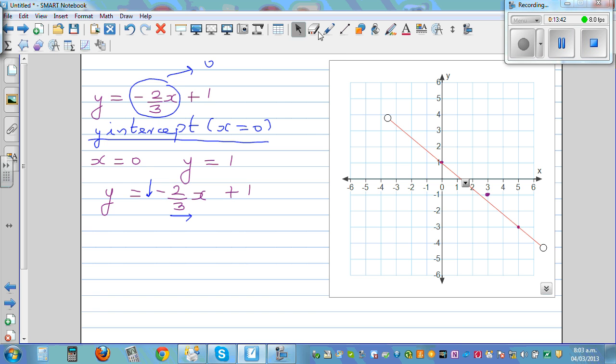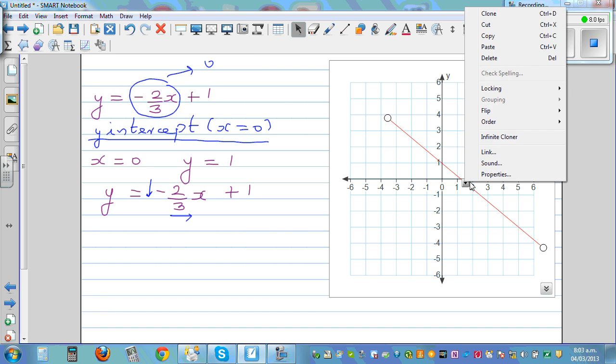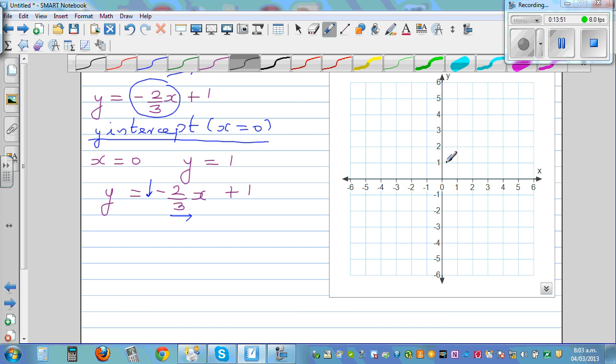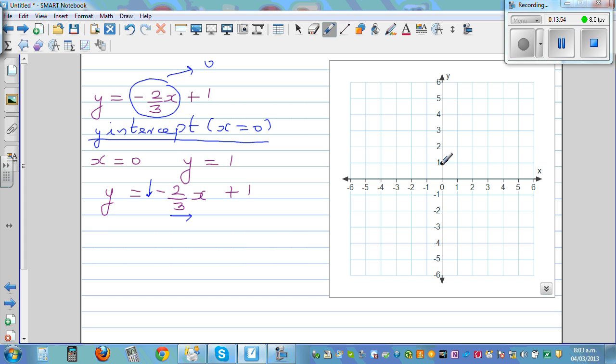Oh, this is wrong. That's why the points are not lined up. Let me cancel this and delete it. Let me do it again. Your y-intercept is 1. Then you're going 2 down and 3 across. So let me show you. The coordinate of this point is 3 comma negative 1. This coordinate is 0 comma 1.